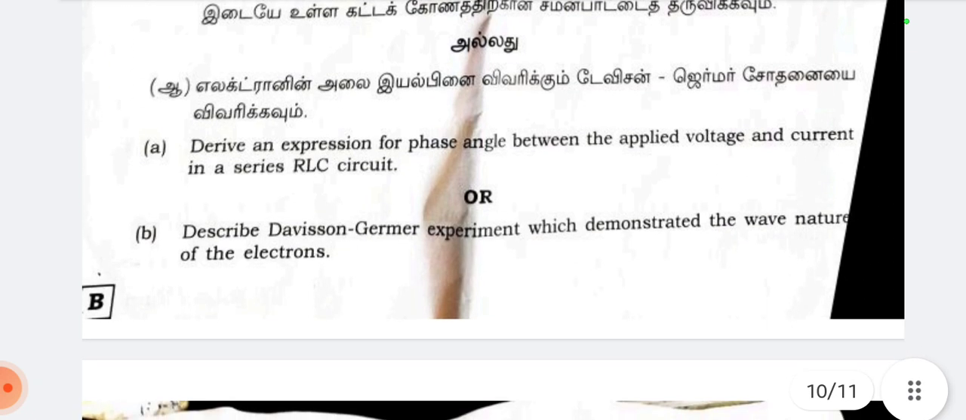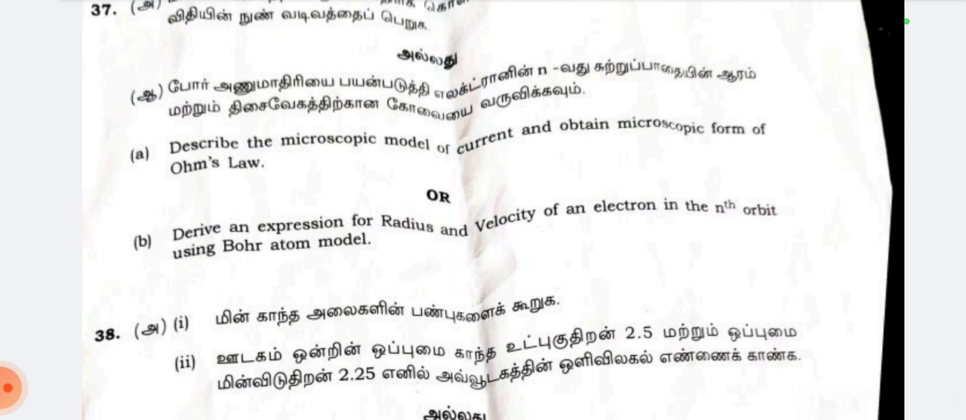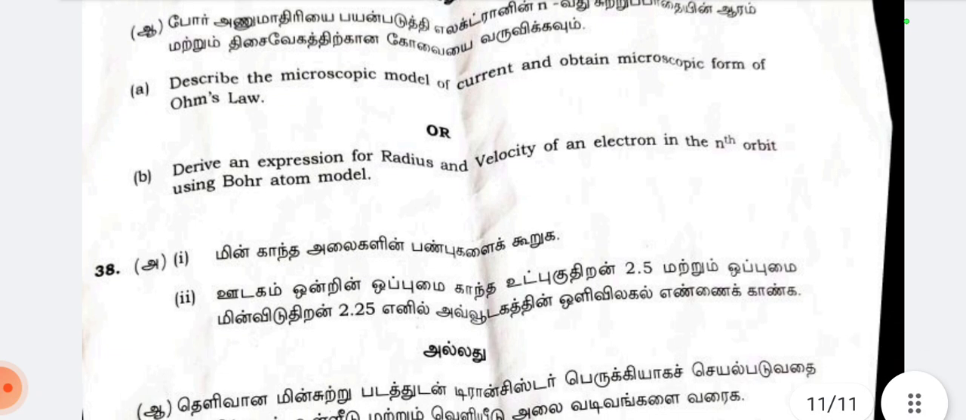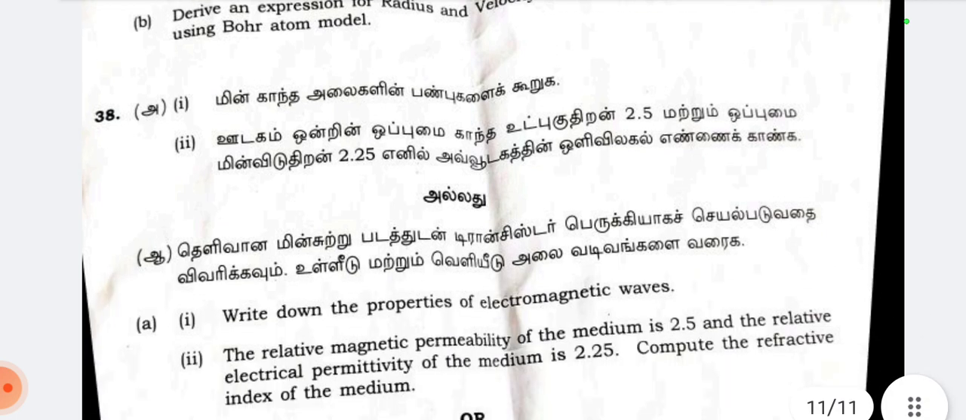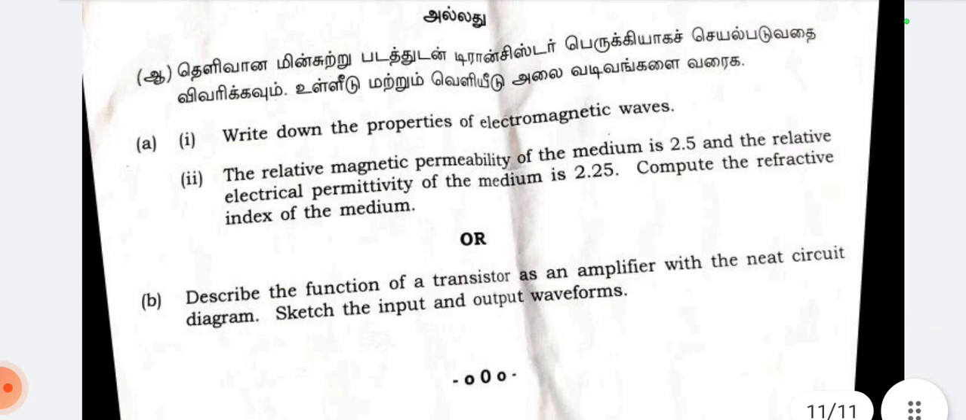36th question, option A, derive an expression for phase angle between the applied voltage and current in a series RLC circuit. Option B, describe Davisson-Germer experiment which demonstrated the wave nature of an electron. 37th question, option A, describe the microscopic model of current and obtain microscopic form of Ohm's law. Or option B, derive an expression for radius and velocity of an electron in the nth orbit using Bohr atom model.